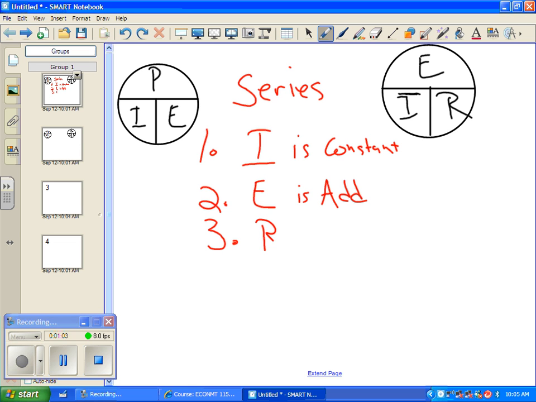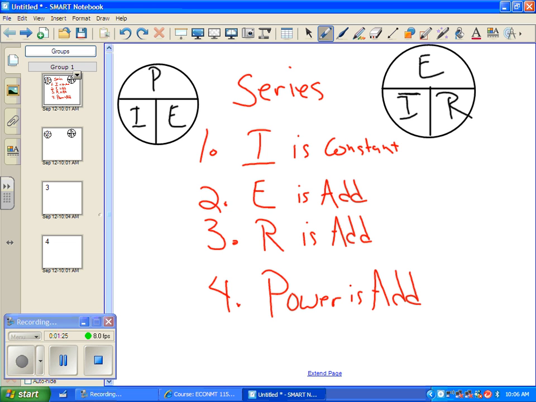Resistance is additive. The resistance of each resistor in a circuit is equal to the total resistance of the circuit, assuming you only have resistance. Okay? And then 4, power is additive. So total power dissipated by each branch of a circuit is equal to the total power dissipated. Okay? So that's what your 3x5 card should look like, more or less.